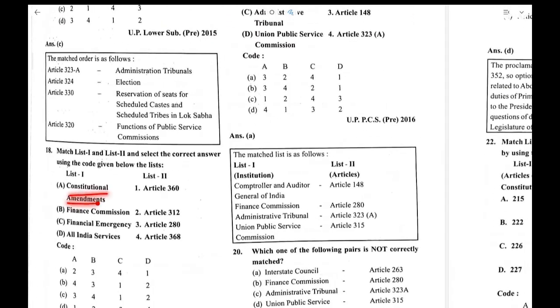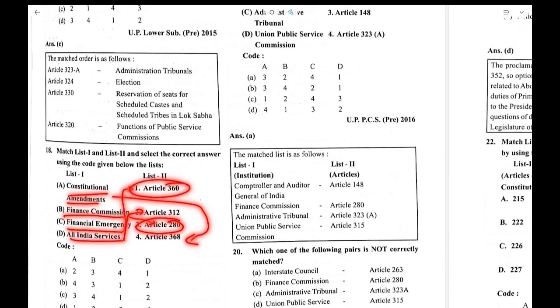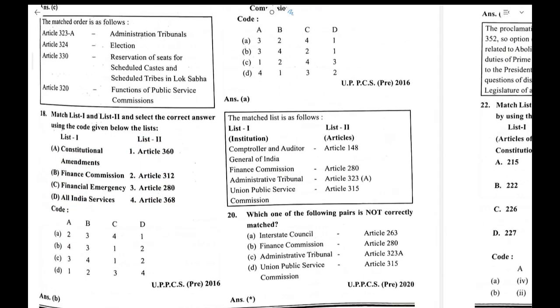Now constitutional amendment is mentioned in Article 368. Finance Commission is mentioned in Article 280. Financial emergency is mentioned in Article 360, whereas All India Services is mentioned in Article 312. So the correct answer here is B.